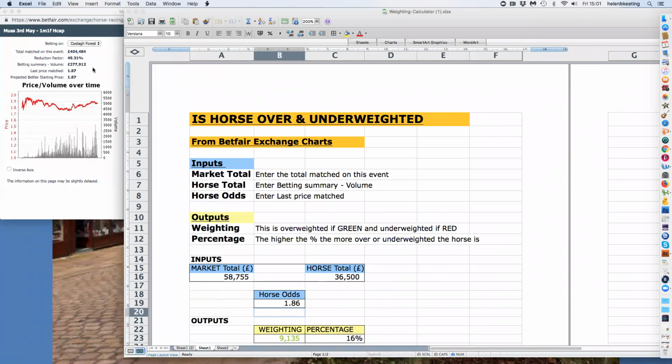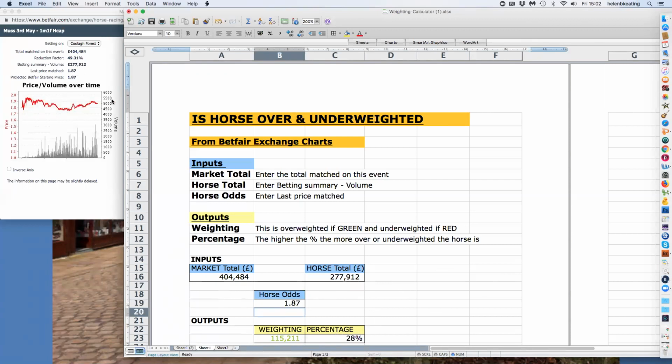This is now just before the race is off, and I'm going to put the numbers in. So 404,484 is the total, 277,912 is the horse, and the odds that we were given 1.87. And we see that this horse has even got more overweighted. So there's more money coming in for this horse than its odds really deserve, and it is a highly overweighted horse.